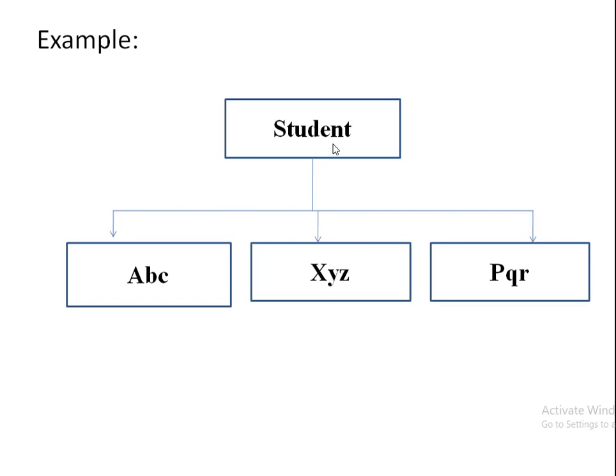Here ABC also has some properties and tasks to be performed, and XYZ has some properties and tasks to be performed, and PQR also has some properties and tasks to be performed. These ABC, XYZ and PQR are the students. These objects belong to the student class. This is the best example for a class. If there is a class, there must be objects. If there is no class, there are no objects.